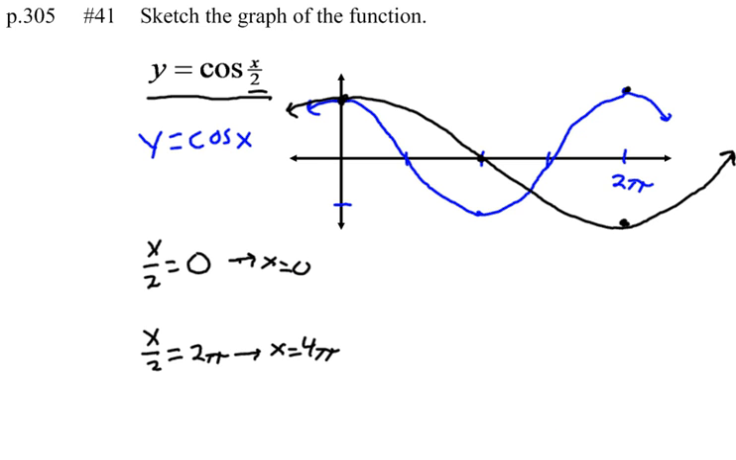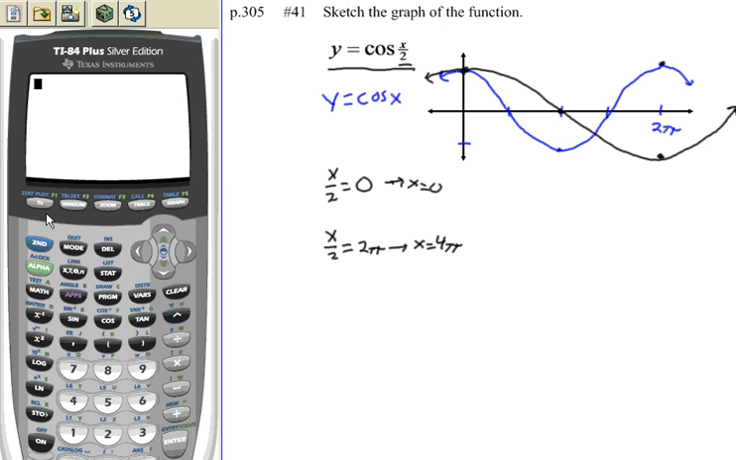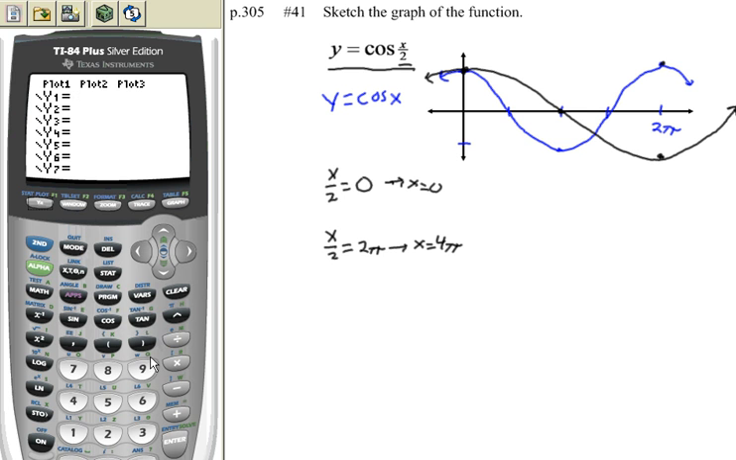Now we can verify this by taking a look at this graph on our calculator. So I'm going to type in here y equals the cosine of x over 2. And if I graph that function, I can see there's my cosine curve. It's really stretched out horizontally. It's got a minimum value here at 2 pi. And if I extended the window, it would show a maximum at 4 pi.